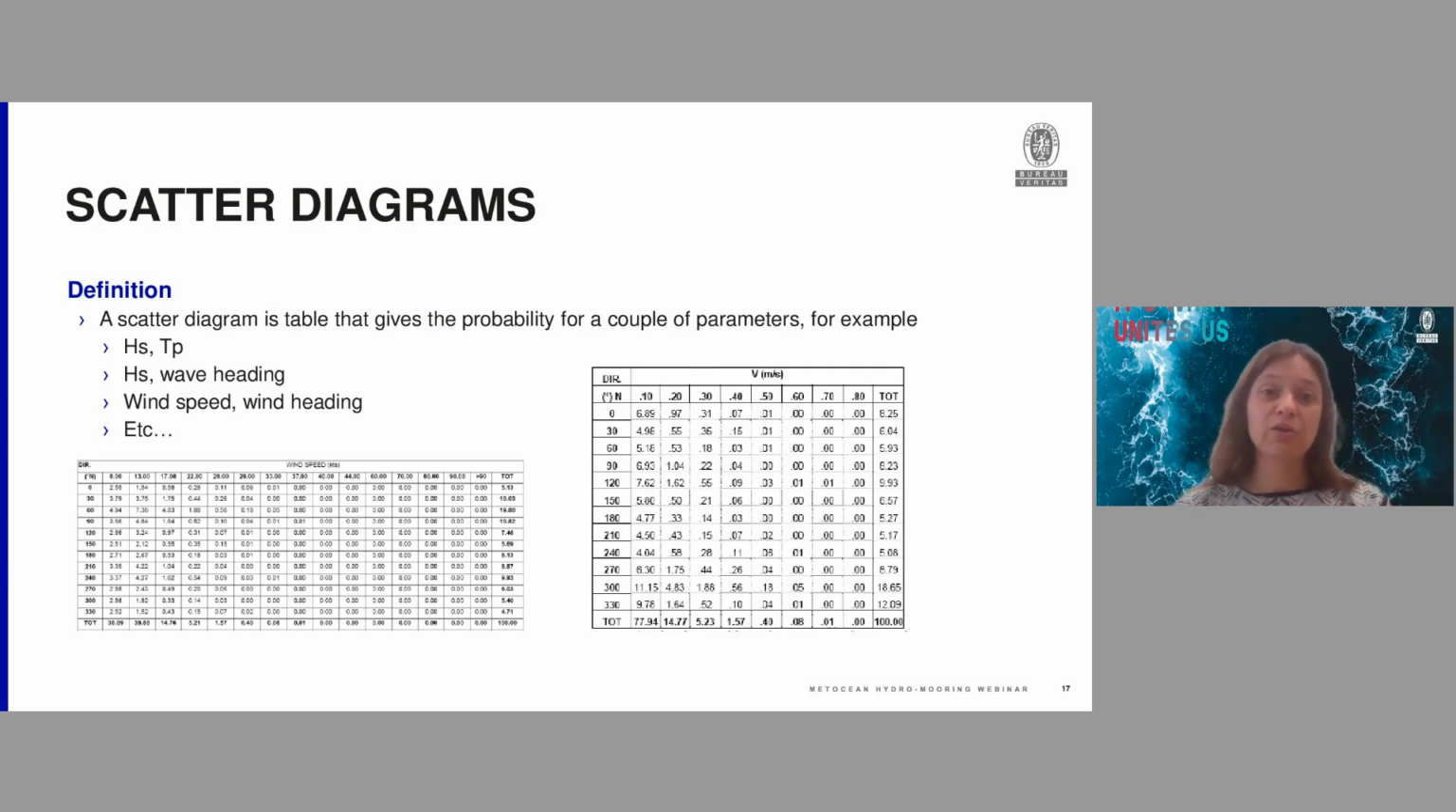Then the scatter diagrams. The scatter diagrams are extracted from in-cast data. This is a table that gives the probability for a couple of parameters. So for example, we can have a table that gives the wave height versus the wave peak period, or the wave height versus the wave heading, wind speed versus wind heading, etc. Here on the slide, you can see a scatter diagram for wind speed versus direction and current speed versus direction.